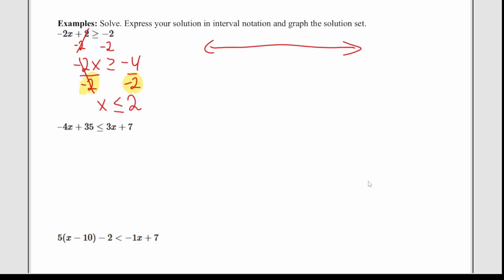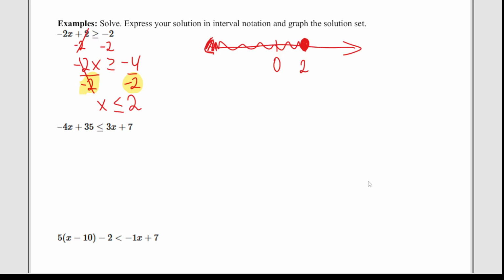Then if I want to express my solution in interval notation and graph the solution set, I recommend graphing first. So we're going to have a reference point of 0, put 2 to the right of it. You're going to use a closed circle because it's or equal to, and then you're going to shade to the left because it is a less than symbol.